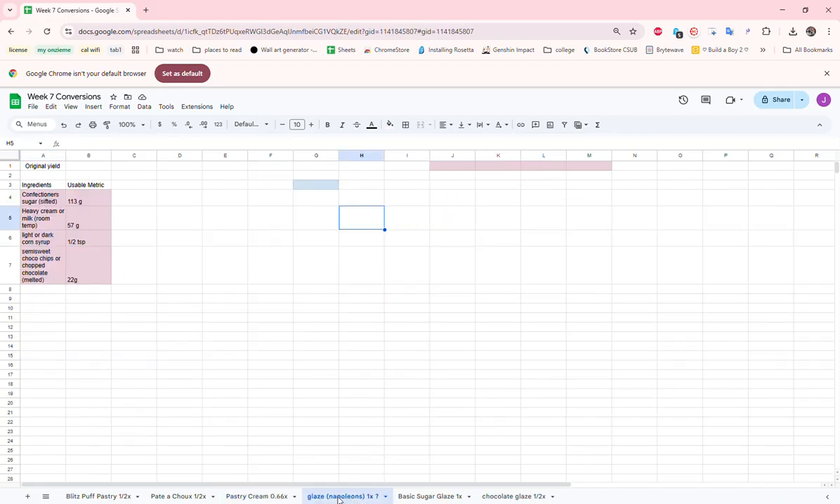For the glaze under the Napoleons, since I did a 1 batch on these, we have the ingredients, we have the measurements that they gave us. We're not going to change anything, we're not going to turn it into grams. That's just what you're going to put on the notes.